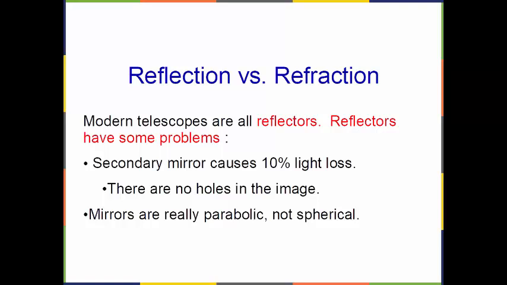Modern telescopes are reflectors, and reflectors do have some problems. That secondary mirror, although it doesn't produce a hole in your image, does cause about 10% light loss. By the way, mirrors are really parabolic, not spherical, but it's easier to think about a spherical lens, a mirror.